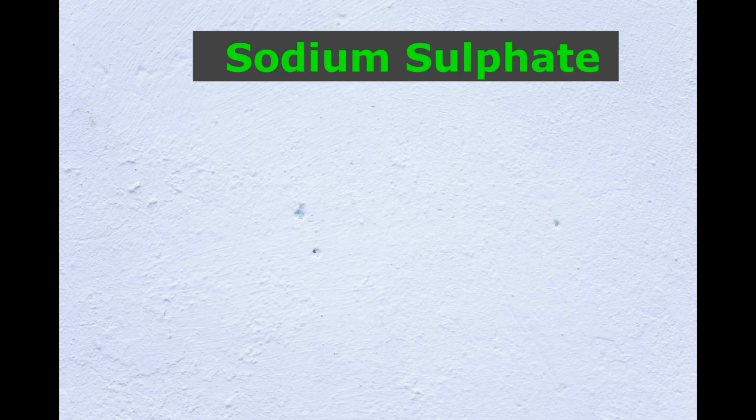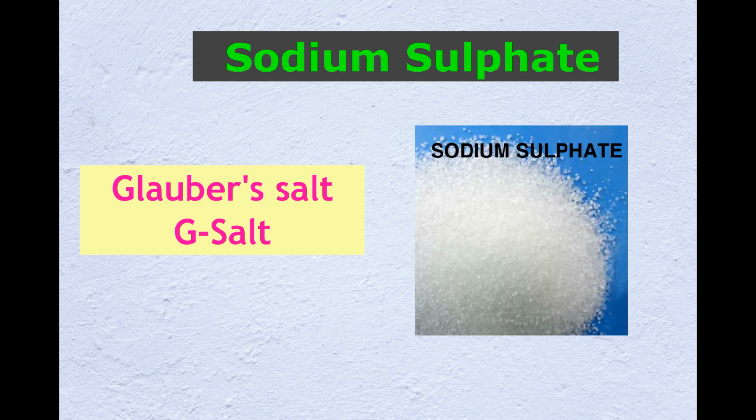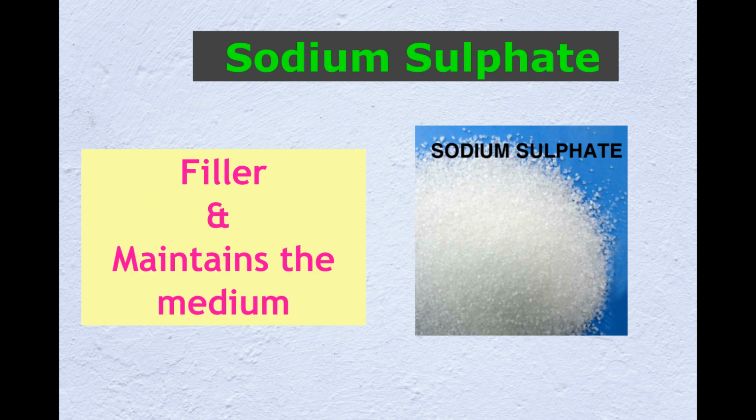Next, sodium sulfate. Its other name is Glauber's salt, or shortly G salt. Sodium sulfate is a pure chemical. G salt is the hydrated form of sodium sulfate. Otherwise, both are the same. Sodium sulfate is not a surfactant, not a cleaning material, even though its role is very important in cleaning products. It is a filler and it brings a homogeneous medium to the cleaning product.